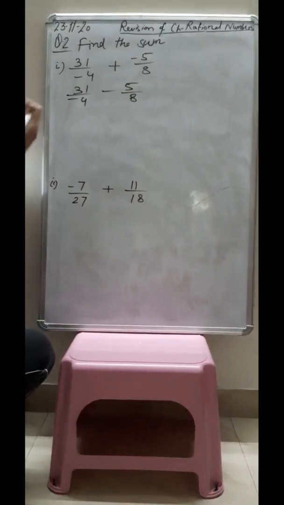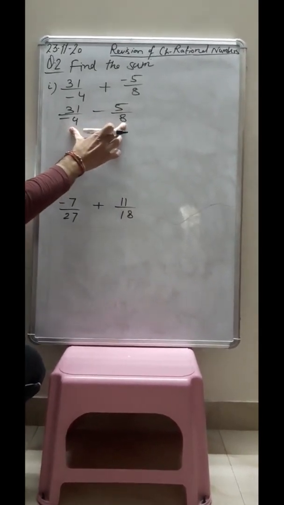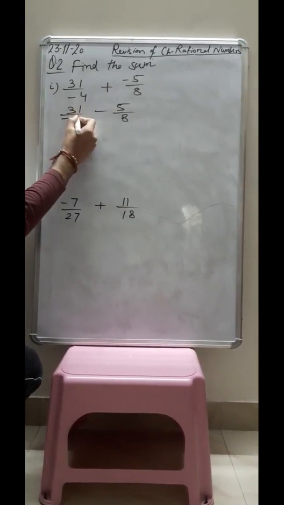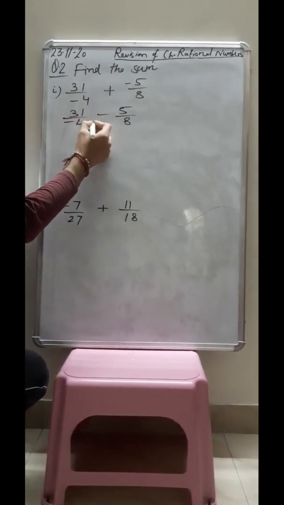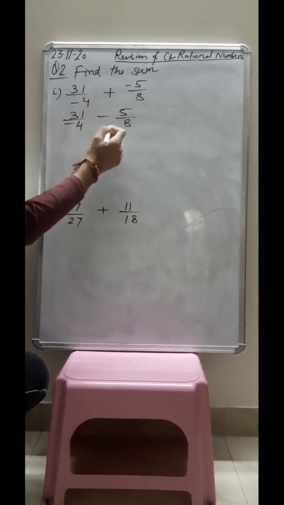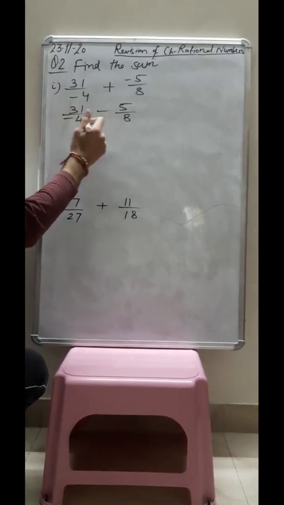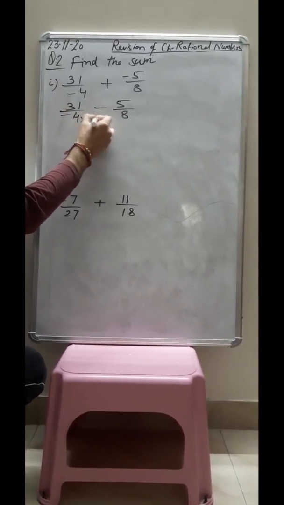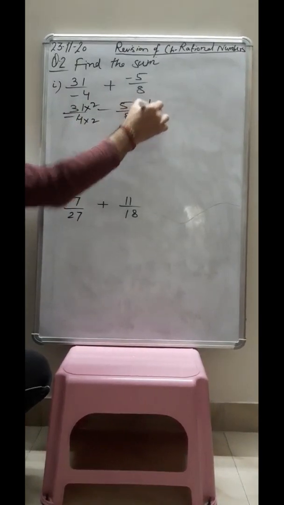Now we can add or subtract. So here first we will see the denominators. The denominators are 4 and 8. So you have to take a LCM, then only we can solve the rational numbers. So first to take a LCM of 4 and 8. LCM of 4 and 8 will be 8. So here you have to multiply by 2, and here also 2. Here you have to multiply by 1. Here also 1.